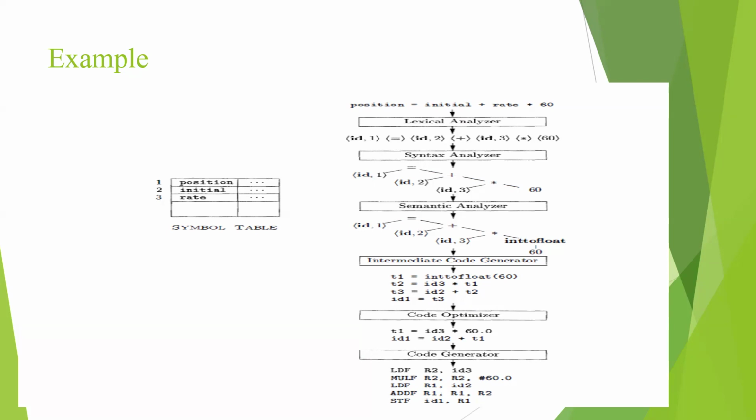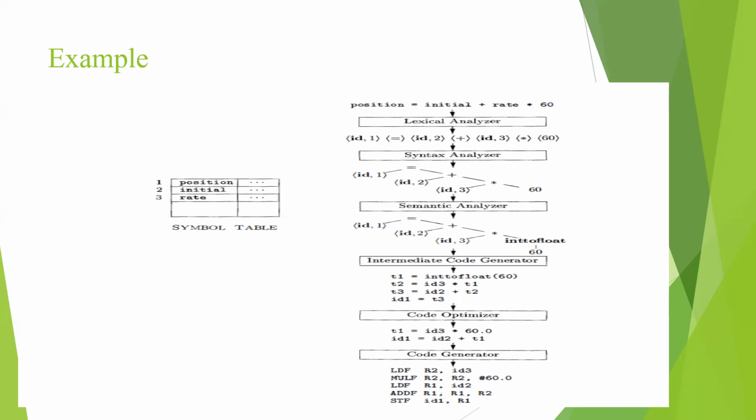The second phase is the syntax analysis phase. Here, the concept of the parser is used. The parser uses the first component of the tokens produced by the lexical analyzer to create a tree-like structure, a typical representation of the syntax tree, in which each interior node represents an operation and the children of the node represent the arguments of that operation.